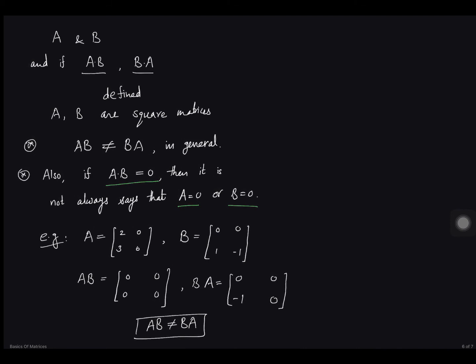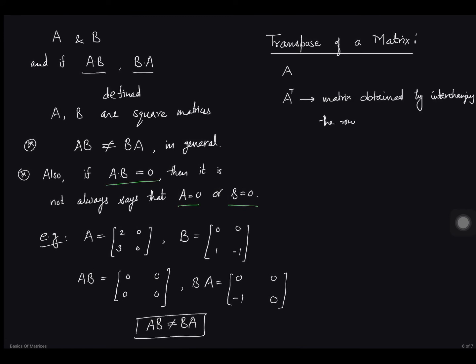Now let's discuss some other concepts related to matrices, such as the transpose of a matrix. So what is the transpose of a matrix? Suppose you have a matrix A. The transpose of a matrix, denoted by A transpose, is the matrix obtained by interchanging the corresponding rows and columns of the matrix A.